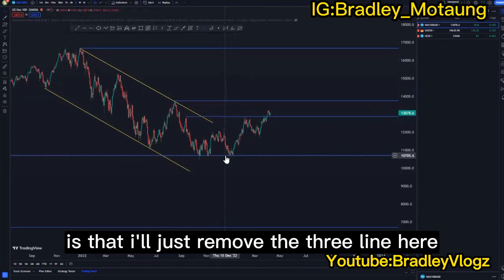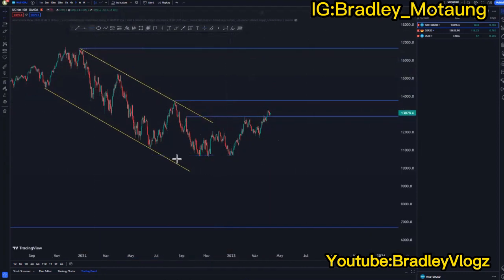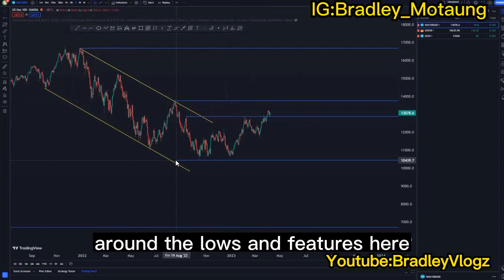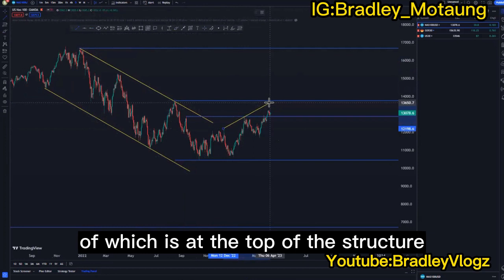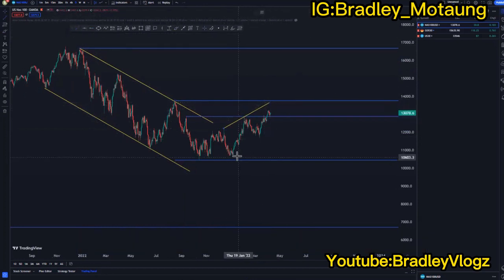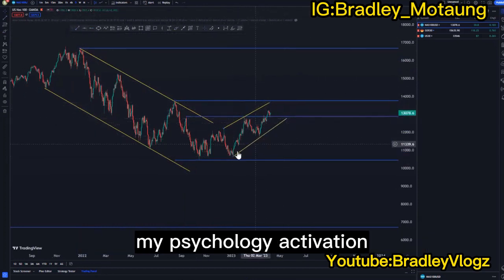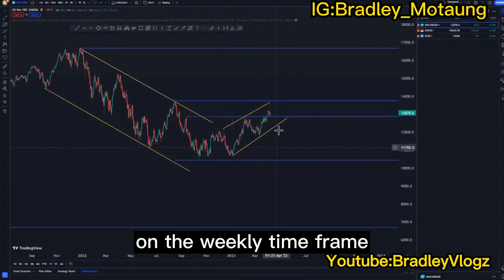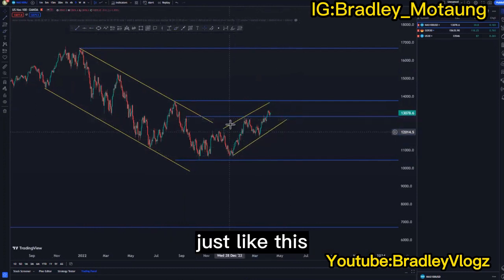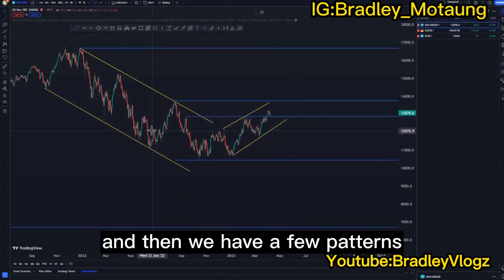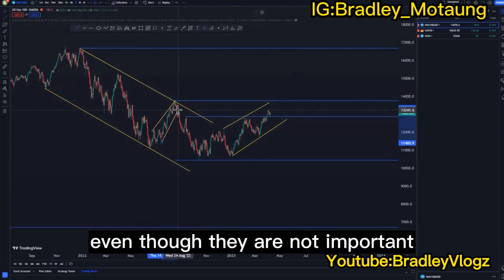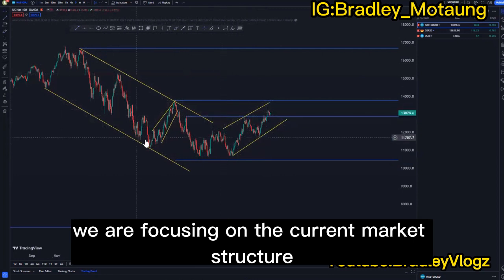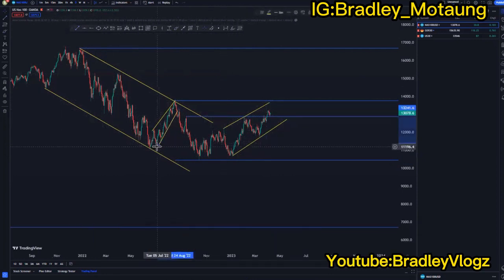And then what I'll do is I'll just remove this ray line here and put another one around the lows, which is here. And then we have another ascending channel at the top of the structure, leading us to that mass psychology activation that I was talking about on the weekly time frame. And then we have a few patterns that I can just draw out, even though they are not important, just because we are focusing on the current market structure at the moment.